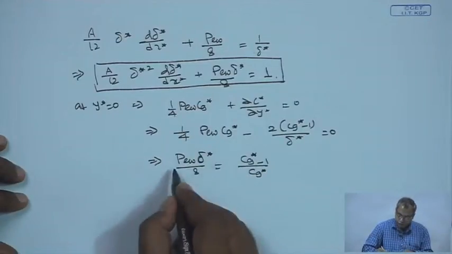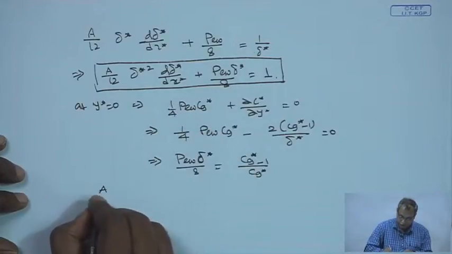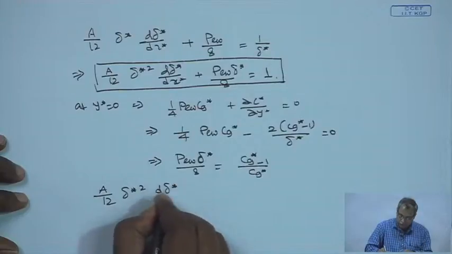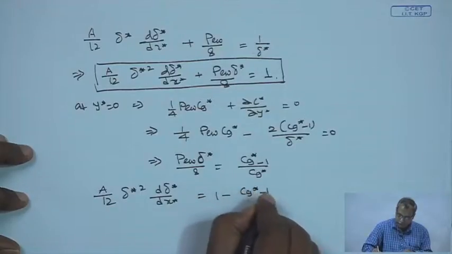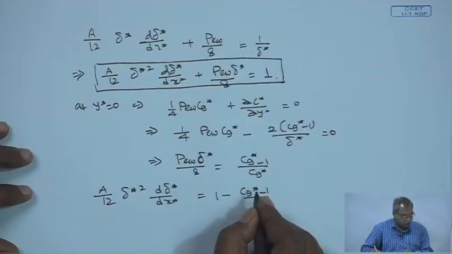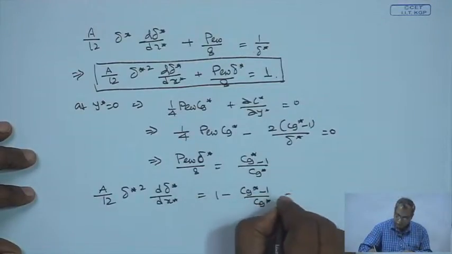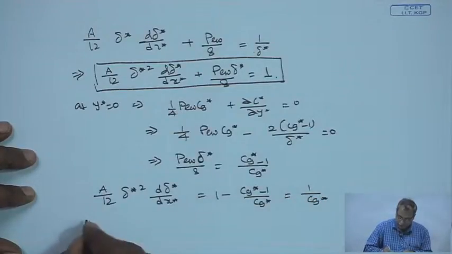So, once you put this P w delta star by 8 here, and finally, you will be getting a by 12 del star square d del star dx star is equal to 1 minus C g star minus 1 by C g star, and C g star will be cancelling out, it will be getting 1 over C g star. So, this can be integrated over length.